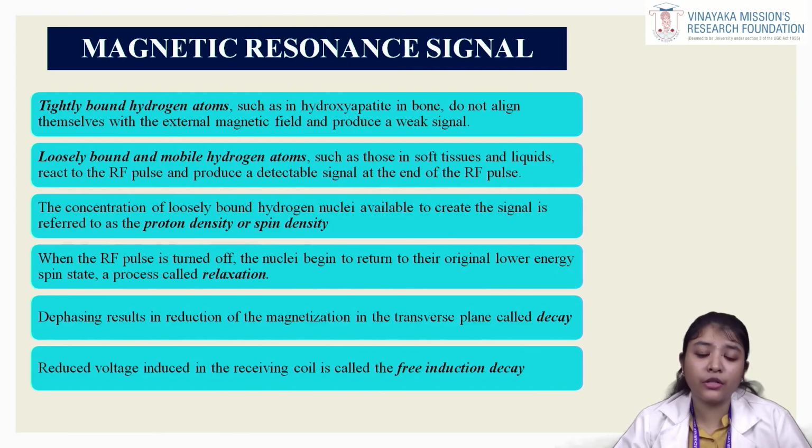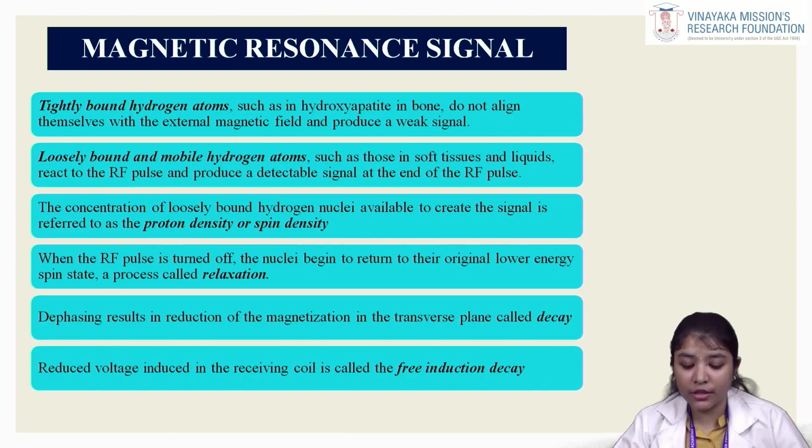The concentration of loosely bound hydrogen nuclei and these signals are termed proton density or spin density. When the radio frequency pulse is turned off and the nuclei begin to return to their original state, this process is called the relaxation stage, and the dephasing results in decay. The reduced voltage induced in the receiver coil is called free induction decay.